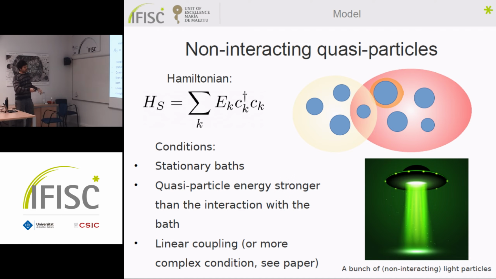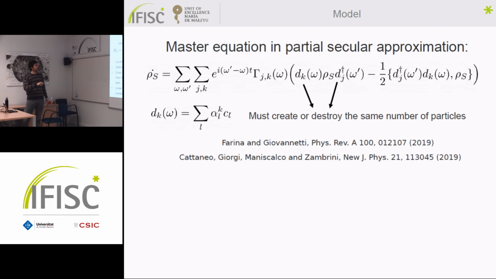And then, okay, a bit more complex, I want a linear coupling in the fermionic or bosonic operators between field and quasi-particles. This is sort of a strict condition. What I'm going to say holds for a lot of conditions which are not this strict, but okay, I'm not getting into the details, and it's all in the paper if you're interested. But okay, just consider a linear coupling for now.